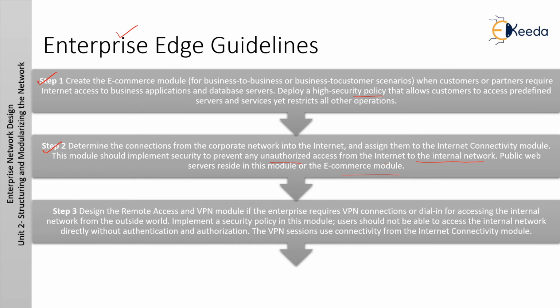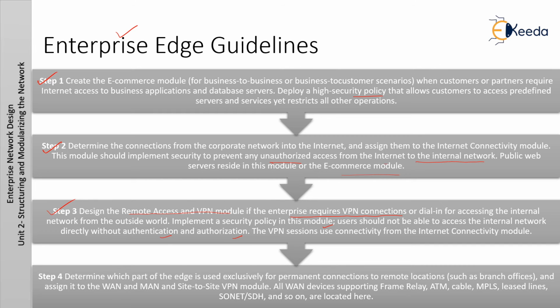The next step is to design the remote access and VPN module. If the enterprise requires VPN connections or dial-in for accessing the internal network from the outside world, implement a security policy in this module. Users should not be able to access the internal network directly without authentication and authorization. The VPN sessions use connectivity from the internet connectivity module.